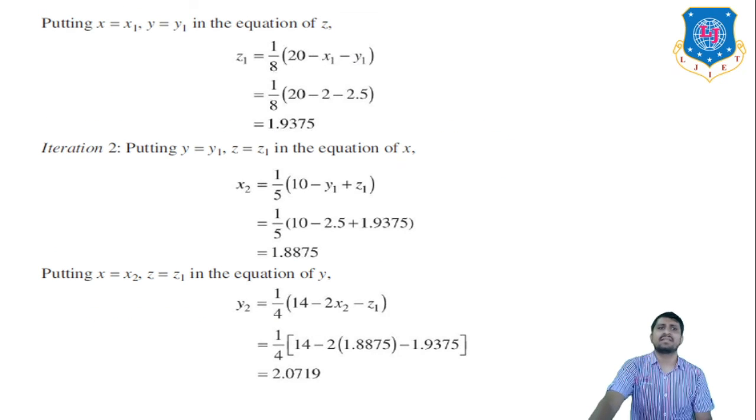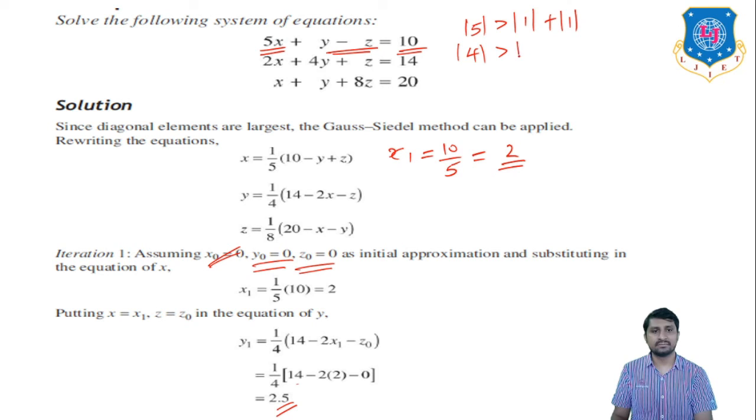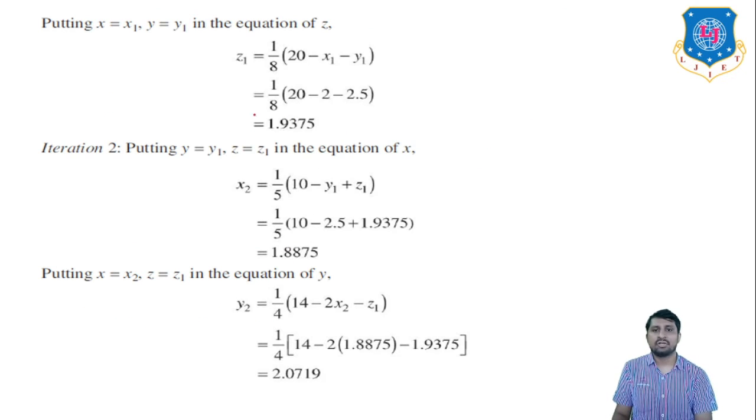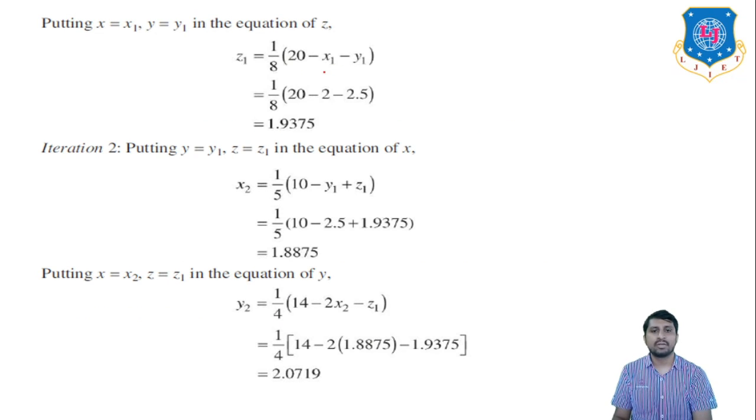Same process. First you have to check that the diagonal is dominant. So 5 is greater than 1 plus 1, that you have to check every time, don't forget. 4 is greater than the modulus of 2 plus 1, and the modulus of 8 is greater than 1 plus 1. So that's why we can continue this process. Now to find the value of z1, you can use the values of x1 and y1 both. x1 is 2, y1 is 2.5, so you will get 1.9375.